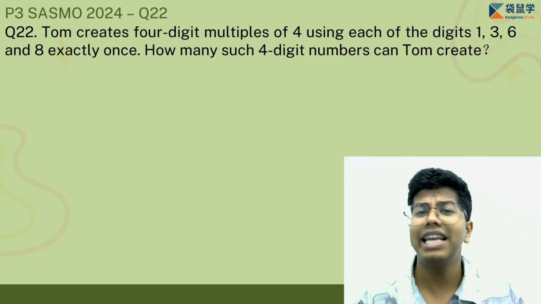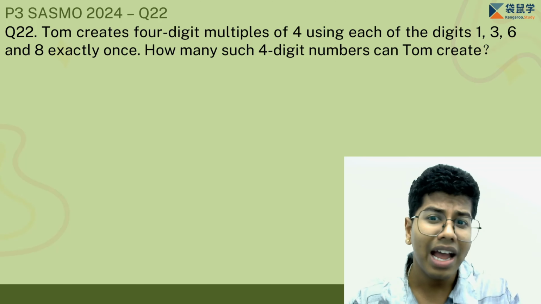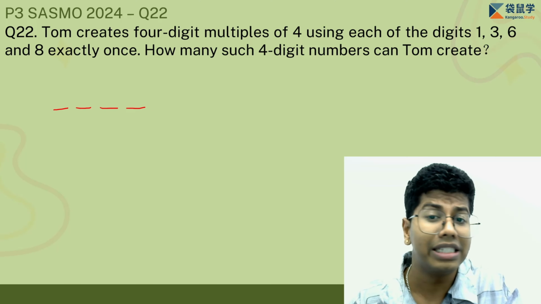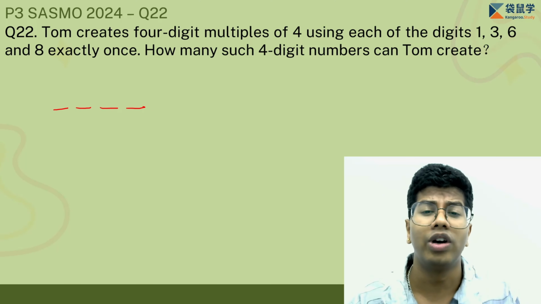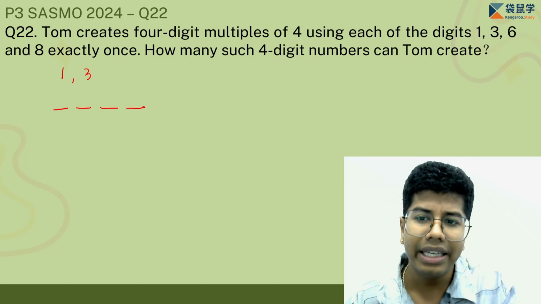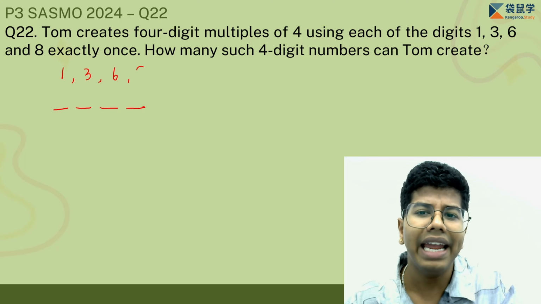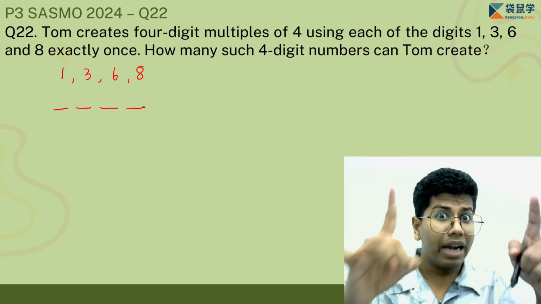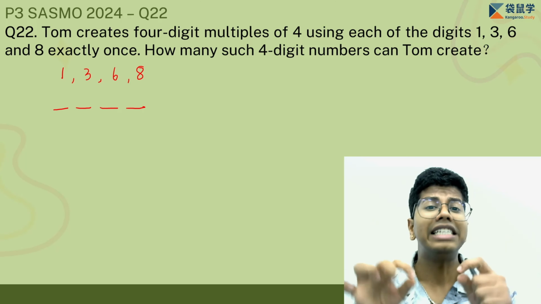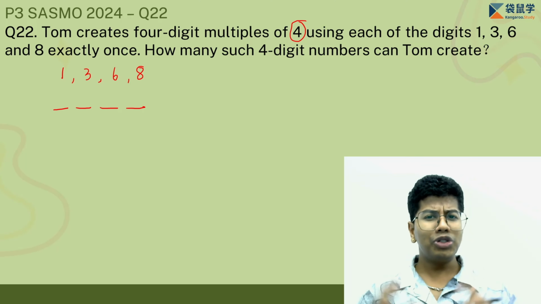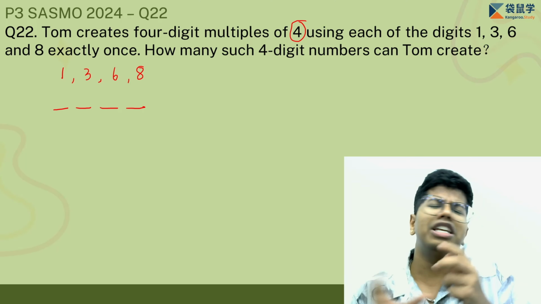Here the question says there's a boy whose name is Tom. Now Tom creates a 4-digit number. Let's say this is a 4-digit number. And to create this 4-digit number, he can only use digits like 1, 3, 6 and 8. Now this 4-digit number he can create, but we have to make sure it is a multiple of 4. So we can try out any combination of the number.